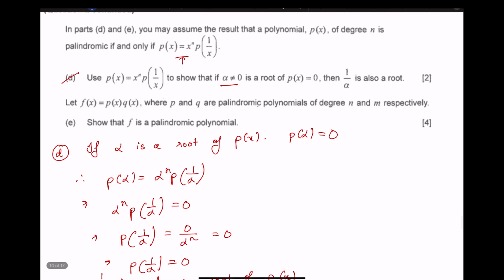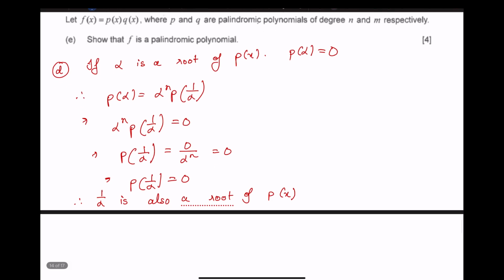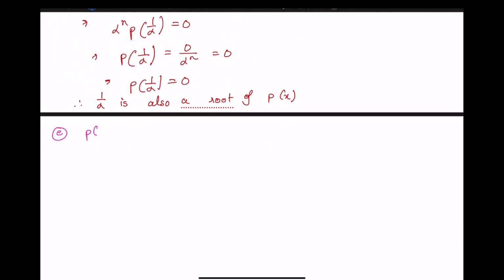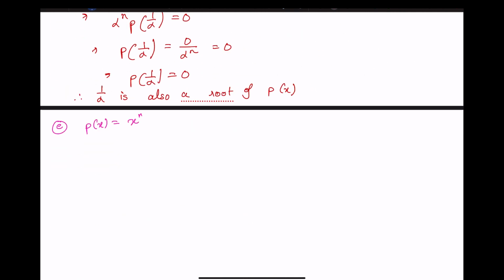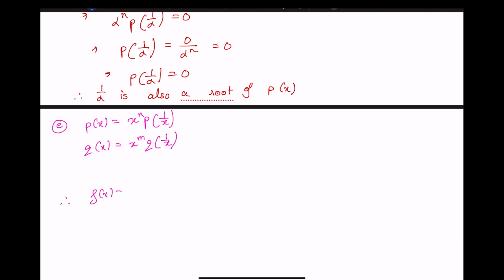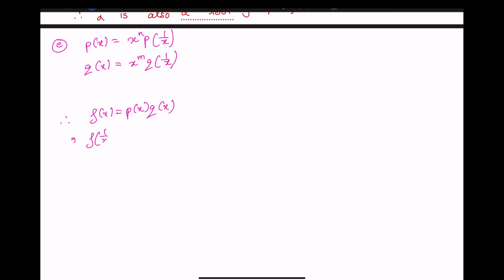Now moving on to part E. f(x) is p(x) times q(x), where p and q are palindromic polynomials of degree n and m respectively. Show that f is a palindromic polynomial. Okay, fine. So for part E, p(x) has degree n and q has degree m. So p(x) is x to the power n p of 1 by x. q of x would be x to the power m q of 1 by x. Now I know f(x) equals p(x) times q(x). So from here I can write f of 1 by x equal to p of 1 by x times q of 1 by x.